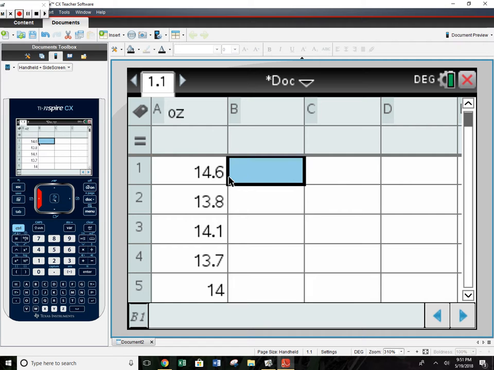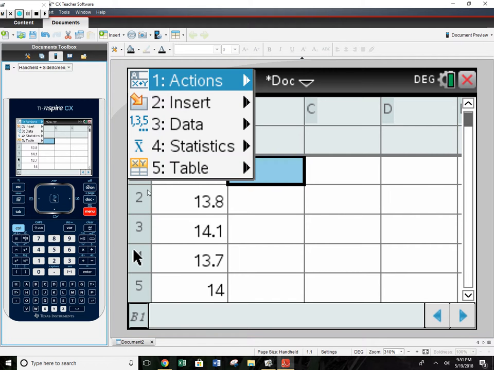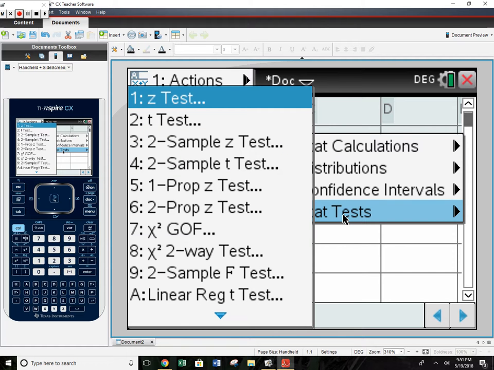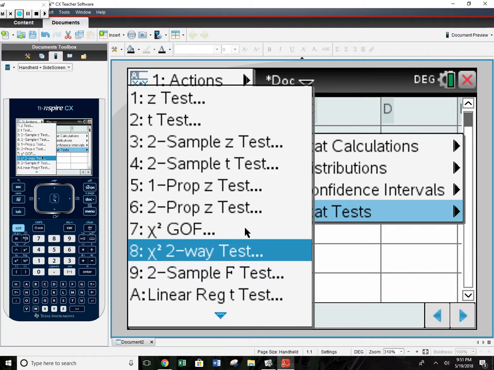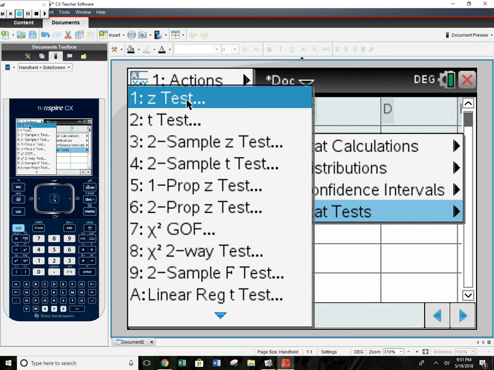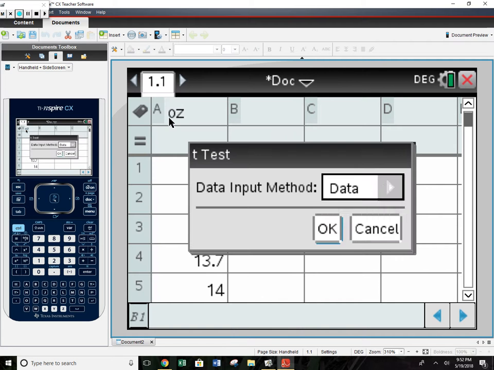So you double check, and now you come over. You can even stay in this menu. We're going to go Menu, Stats. We're doing a stat test. Are we doing a Z test? Are we doing a T test? What are we doing? For Z, you've got to know some stuff about the population. We do not. So we're going to do a t-test, and we're going to do it on data that we have collected.